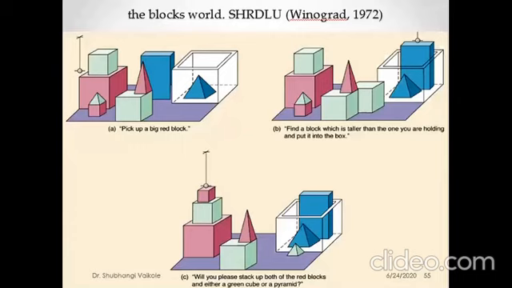Then the blocks world problem was designed by Winograd in 1972. If you see this diagram, part A represents: pick up a big red block. Then find the block which is taller than the one you are holding and put it into the box. Then, will you please stack up both of the red blocks and either a green cube or a pyramid. So a machine is able to solve this blocks world problem.